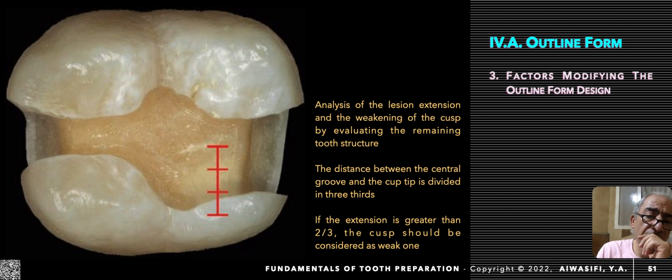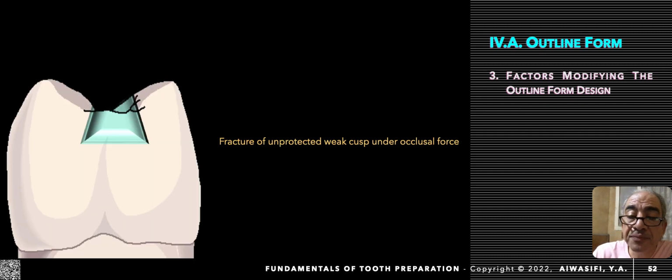How could you calculate this weak cusp? From the center of your cavity, where there was a fissure that we cut, till the cusp tip, divide it into thirds. If your cusp occupies only 1/3, the cusp is considered weak, and the extension will be more than 2/3 from the center of the cavity or the tooth up to the cusp tip.